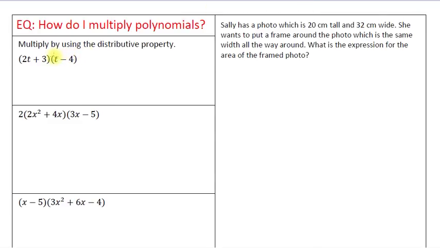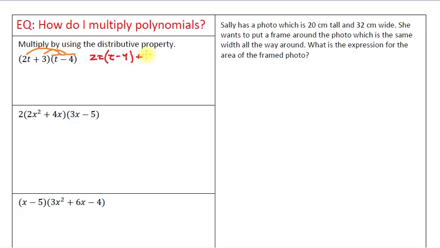So when you see 2t plus 3 times t minus 4, you want to think about this: you're going to take this whole binomial, you're going to multiply 2t times that whole binomial, and then you're going to multiply the second term, 3, times that whole binomial. So the way that ends up looking is this. 2t, you're going to write here, 2t times t minus 4. So there is your first term of your first binomial multiplied by the whole second binomial.